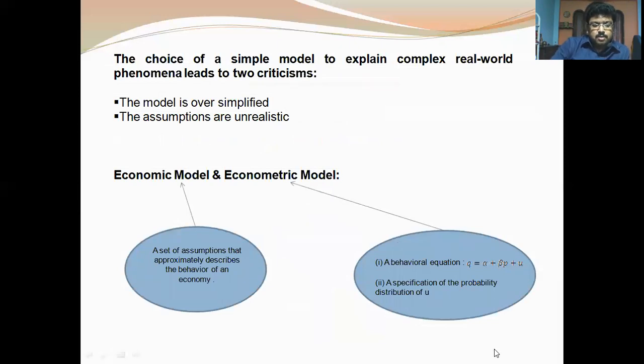So in this context, to this criticism, that the model is oversimplified, one can argue that it is better to start with a simplified model and progressively construct more complicated models. Cookman, 1957, said that one should start with a simplified model and progressively construct more complicated models. And there is another criticism: the assumptions are unrealistic.